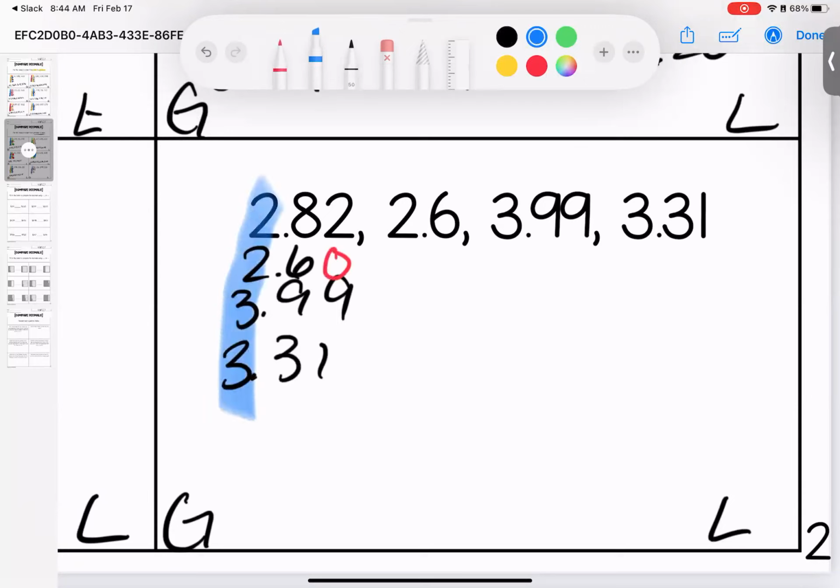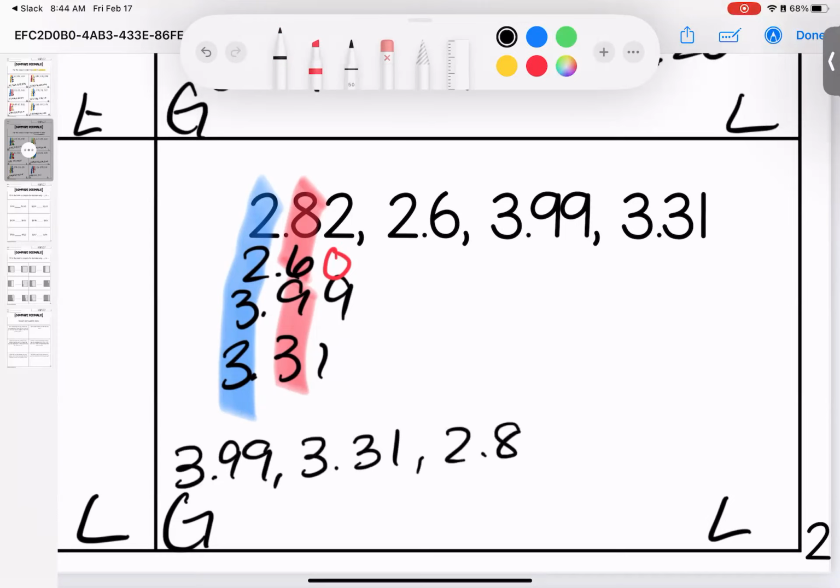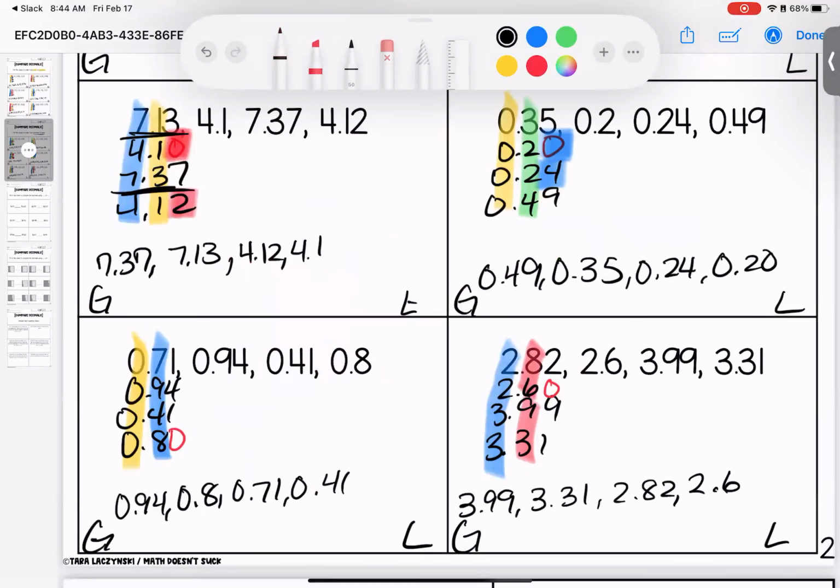2, 2, 3, 3. I need to go further. 8, 6, and 9, 3. I can make decisions on all of them from there. So biggest, 3 and 99 hundredths, 3 and 31 hundredths, 2 and 82 hundredths, 2 and 6 tenths. That's the end of page 2. Any questions, please bring them with you to class.